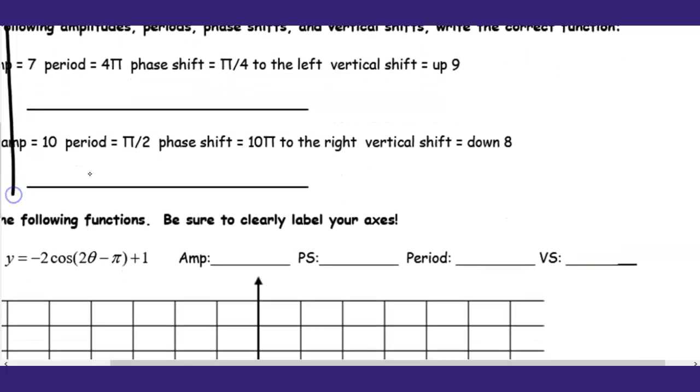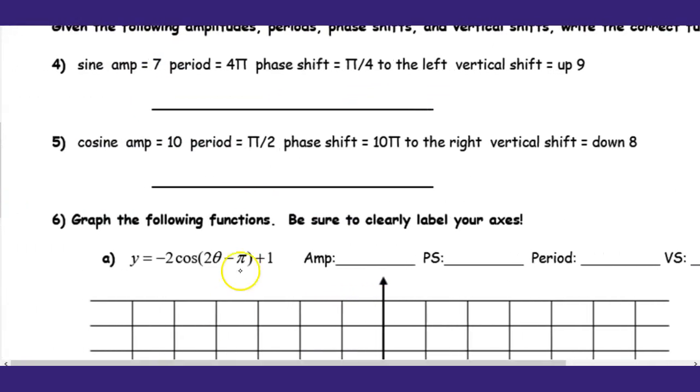Now, right here, the directions are there. Hopefully you have your paper in front of you. It says, given the following amplitude, period, phase shift, vertical shift, write the correct function. All right, so it's sine. So we know we have sine. We have an amplitude of 7. All right, we have a period of 4 pi.